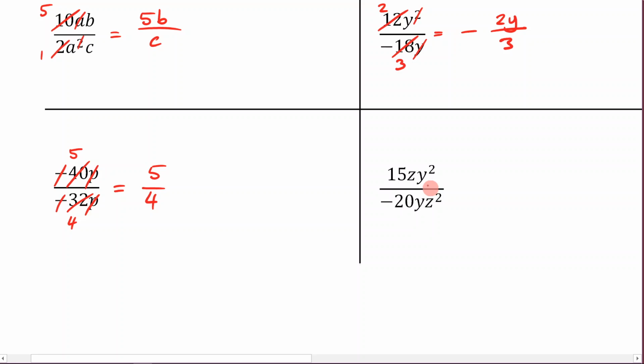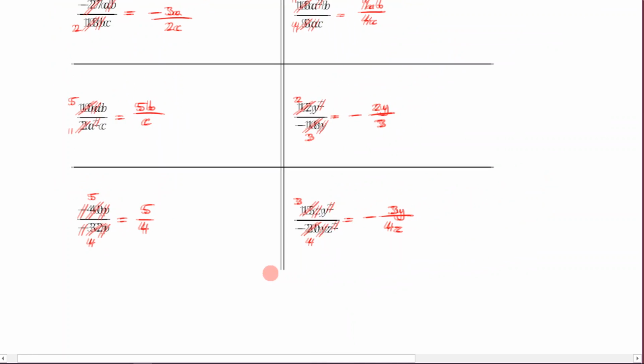Perfect. We come over here. I've only got one negative, so I know my answer is going to be negative. I've got a y and y squared, so one of these y's is going to go away. I then have z and z squared, so one of these z's is going to go away on the bottom. And then that means I'm going to be left with 15 and 20, both of which are divisible by 5. This will be 3, this will be 4. So I'm going to be left with 3y over 4z. Perfect, and that's going to be my answer.